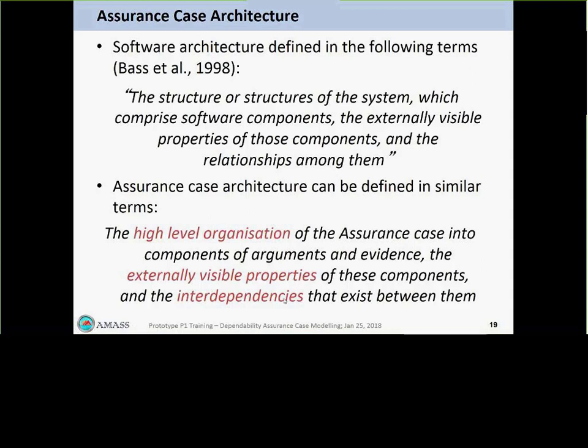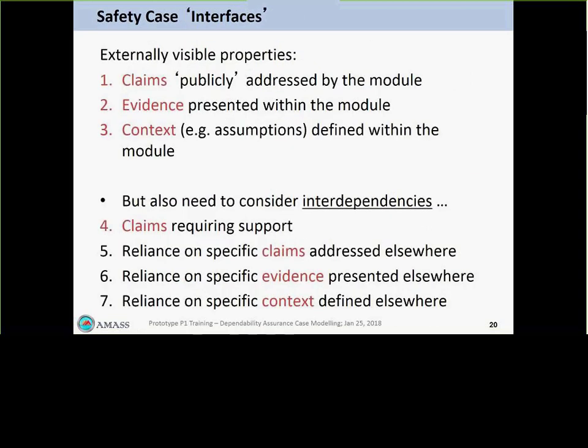So, yeah, more or less think of an assurance case architecture the same as you are thinking of a software architecture. So, what is visible? We can say that there are public claims addressed by those modules. The evidences provided in the module are visible. The context, for example, the assumptions that we make, are also important.